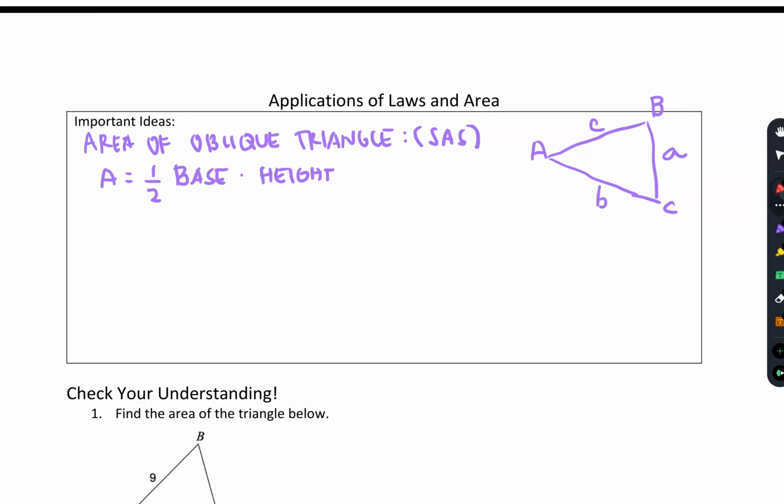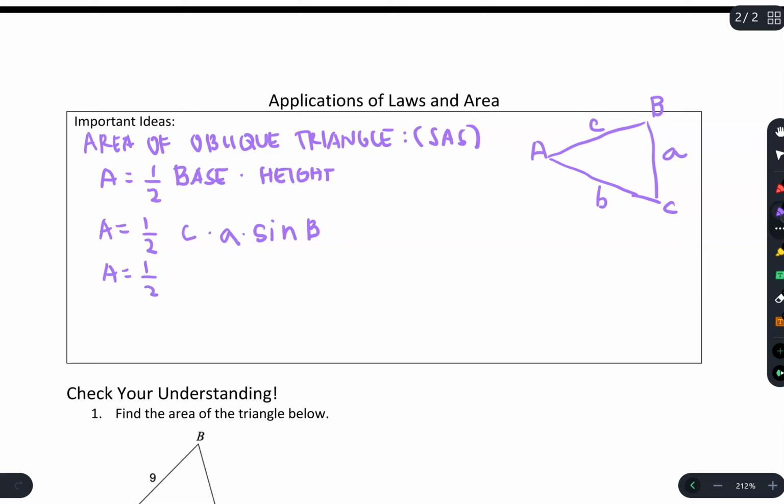if I were given C and A, so side C and side A and angle B, then my area formula would be 1/2 your base, okay, is going to be your C times A times sine of angle B.